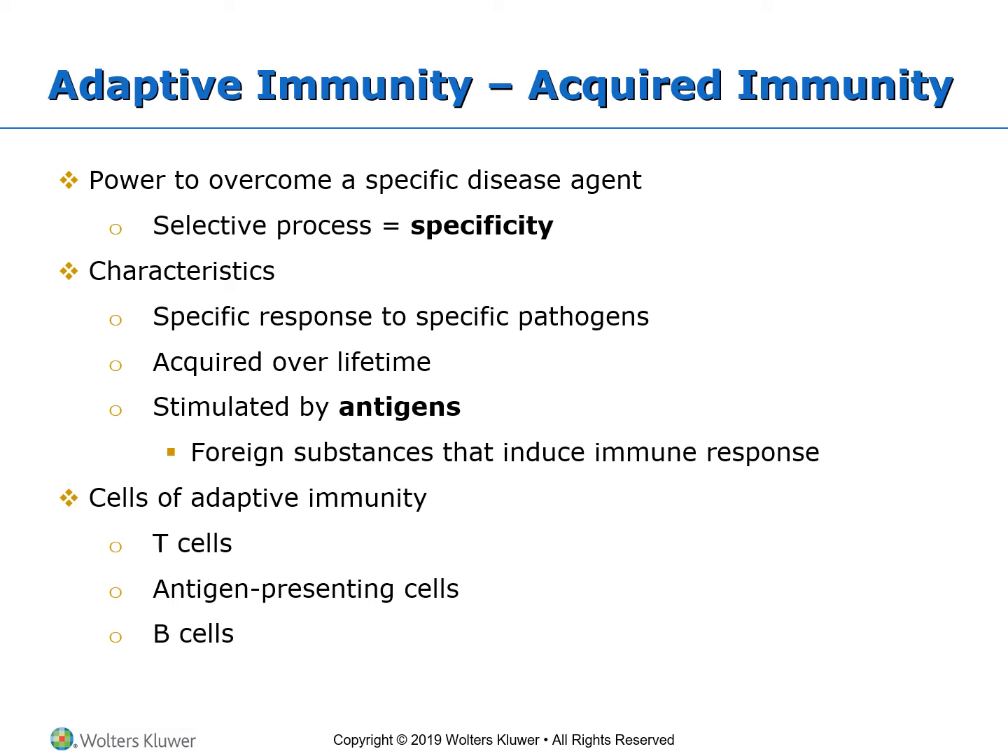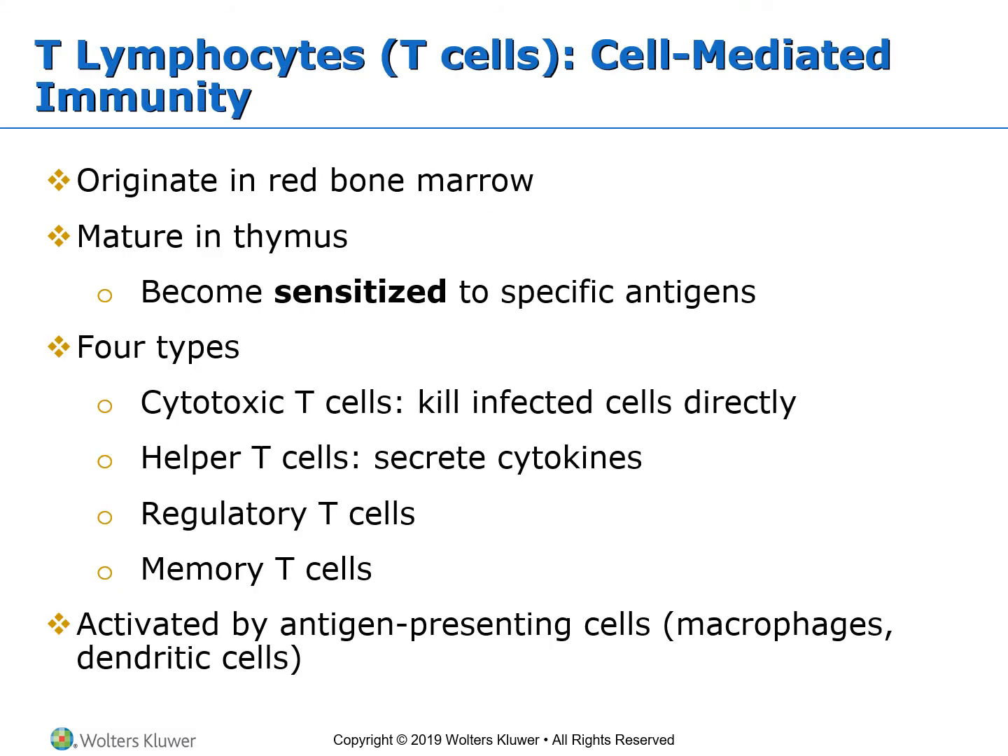As a response to the presence of those antigens, two types of cells will be activated, and those will be lymphocytes type T and B, T and B cells. There are two types of cells involved in the adaptive immunity. Those are T cells, T lymphocytes, and B lymphocytes.